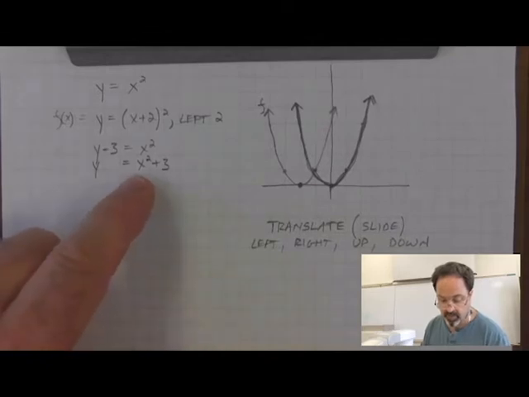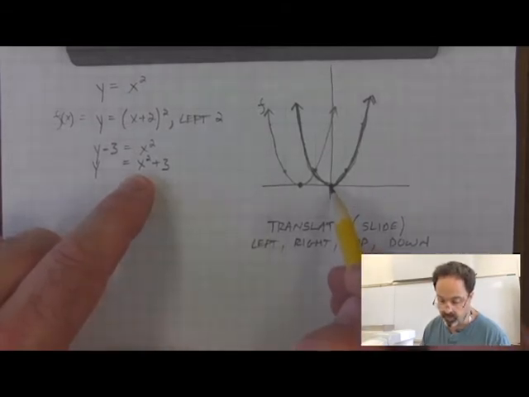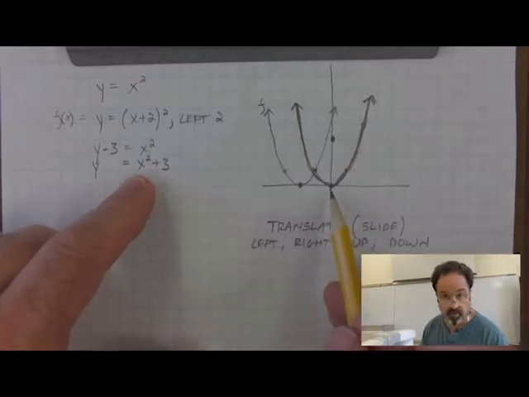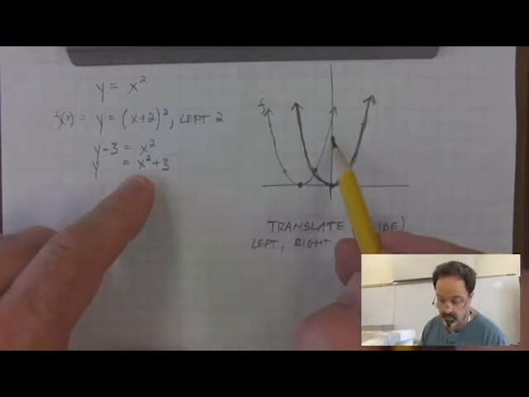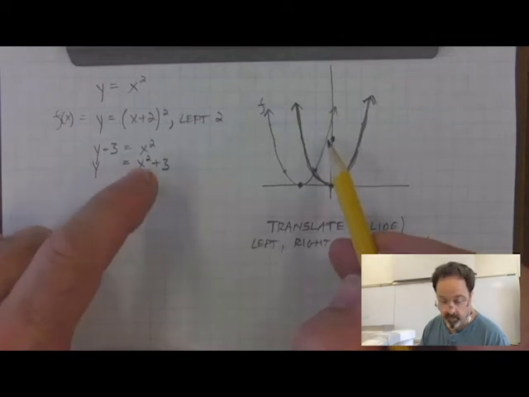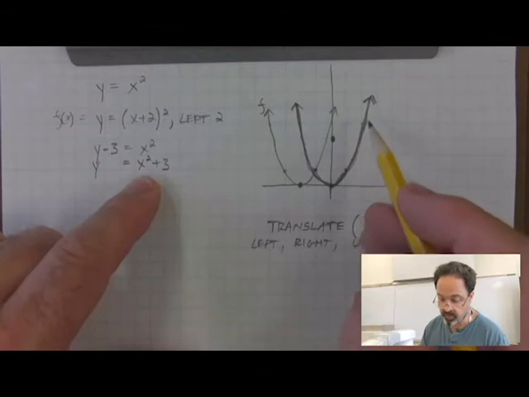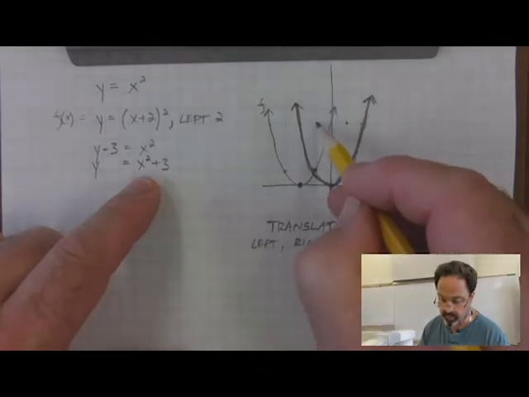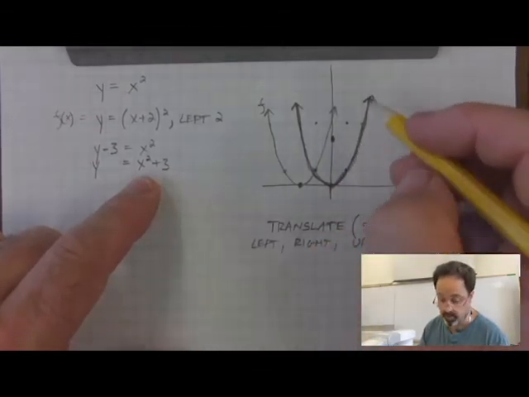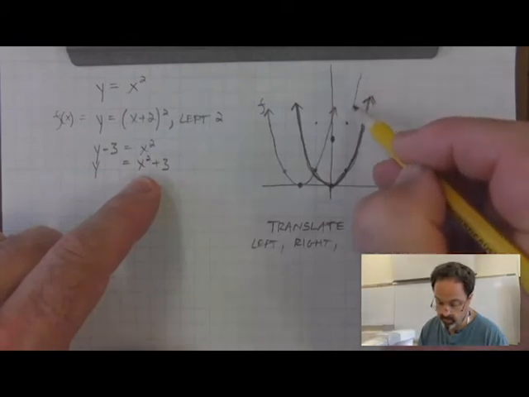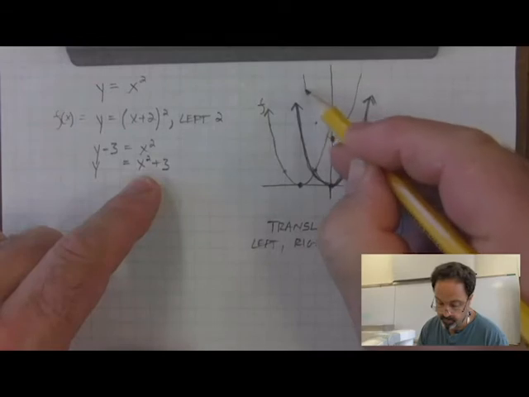If I put 0 in for x, square it, I get 0, and then add 3, I get the coordinates (0, 3), which is the coordinates of the new vertex after it's been modified or translated. And all of the other points in the parent parabola will move the same way. They'll move up.